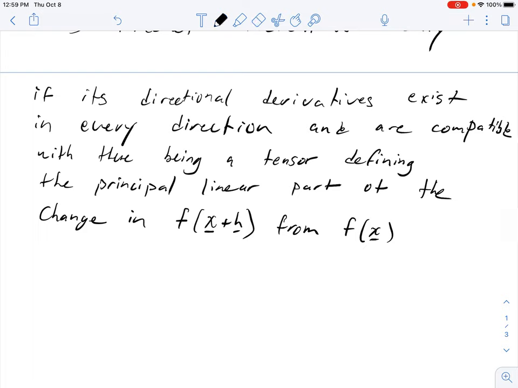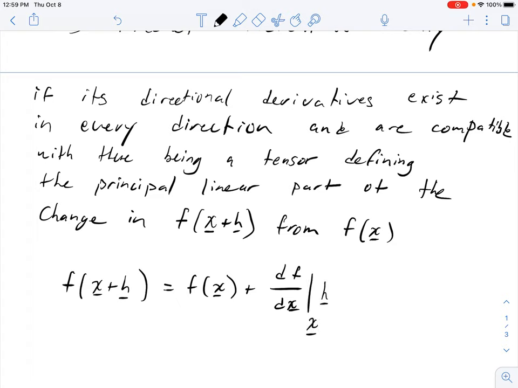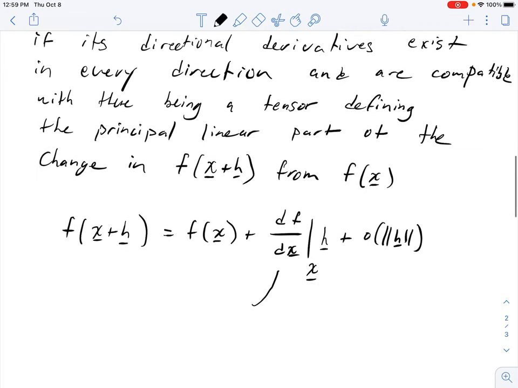And so what we mean by that is f(x + h) is equal to f(x) plus df/dx evaluated at x acting on h, plus little o of the magnitude of h. So this here is a tensor.